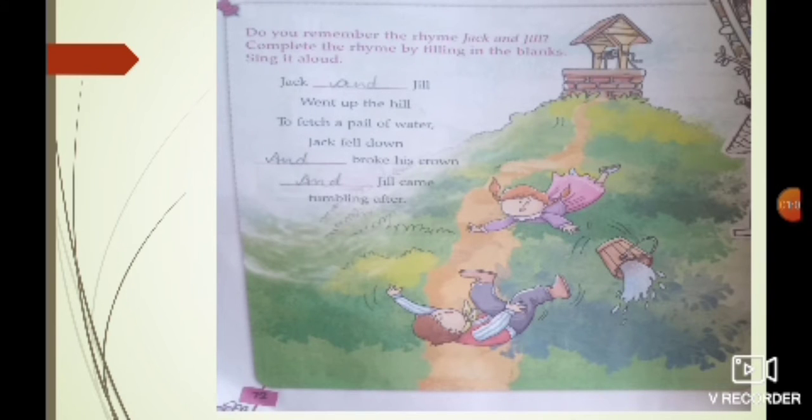Now let's see our first page. Do you remember the rhyme Jack and Jill? You all must have studied this poem in LKG or UKG. Jack and Jill went up the hill, right? So what you have to do is complete the rhyme by filling in the blanks. Somewhere blanks are given, you have to fill it by recalling the rhyme. Jack and Jill went up the hill to fetch a pail of water. Jack fell down and broke his crown, and Jill came tumbling after.